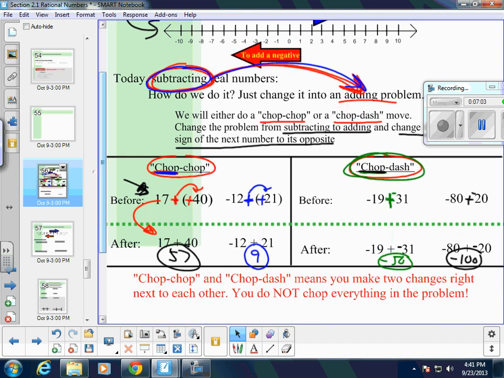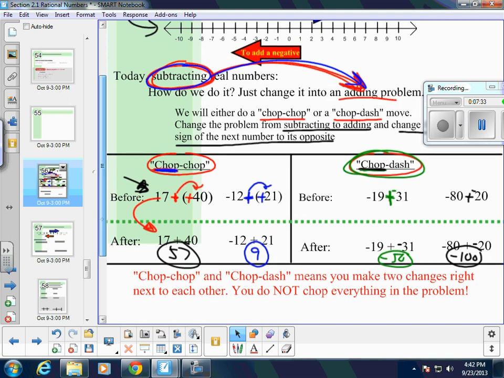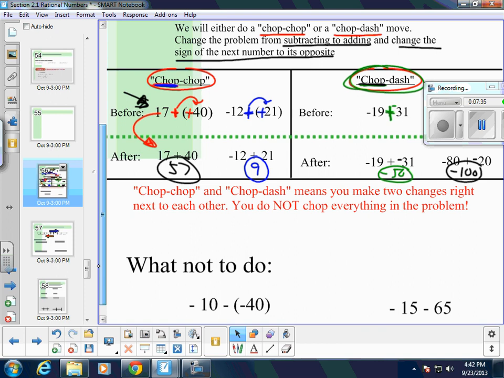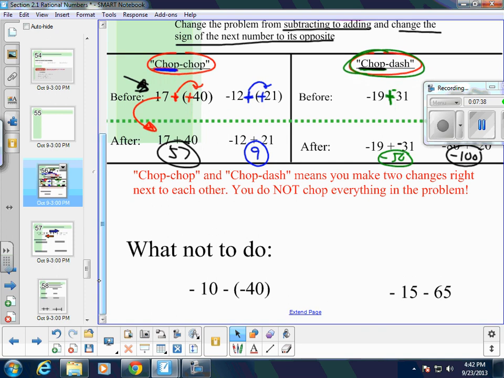Here's also what I'd like you to write down if you're taking notes along with me, to help with some of the common mistakes that I see sometimes when we're doing chop chop or chop dash. It means that you make two moves that are just right next to each other, two changes right next to each other, like I was doing where I was chopping the subtraction sign, making an addition. And then the very next number I change, just right next to it. It doesn't mean I'm going to chop everything in the problem or jump over numbers to make another chop, so it's just going to be right next to each other, two quick little moves.